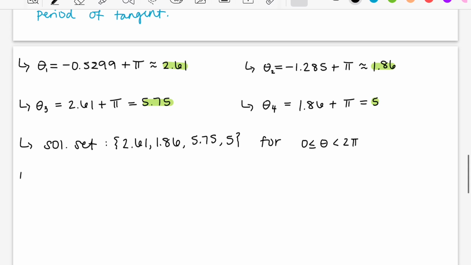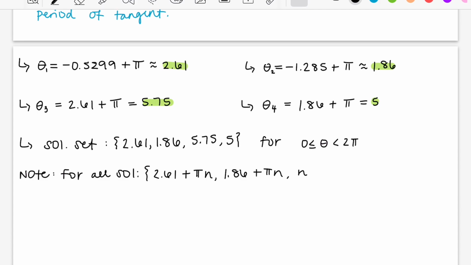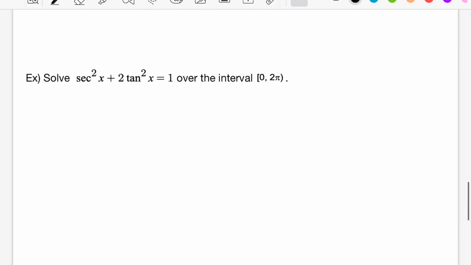And something to note here, if we were asked for all solutions, our solution set would be multiples. We would take this guy and then we would add multiples of pi, and then this guy and add multiples of pi, where we know n is any integer. All right, so we're going to look at a couple more examples of this.